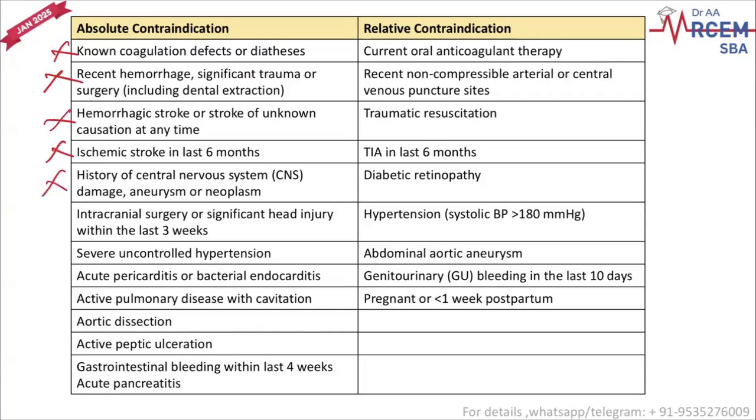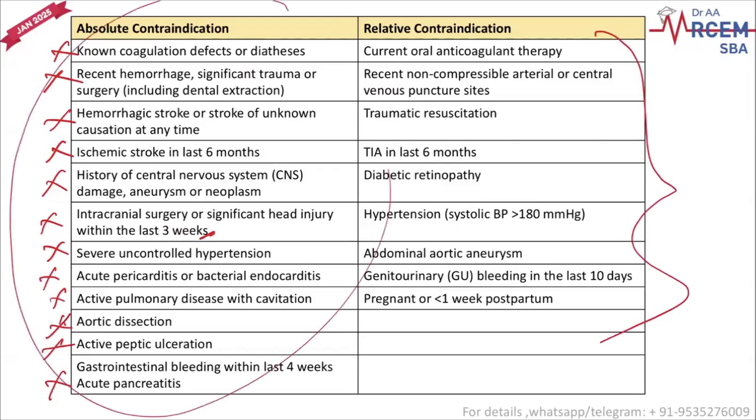No. Any CNS damage, that is basically any bleed or traumatic bleed or aneurysm or any tumors of the brain, intracranial surgeries in the last 3 weeks, severe uncontrolled hypertension, anything which is suggestive of pericarditis or recent pericarditis or endocarditis, acute pulmonary diseases, any aortic dissections, any active ulcers, any GI bleed in the last 4 weeks. And these are the relative contraindications. Usually we do not care much about the relative contraindications.